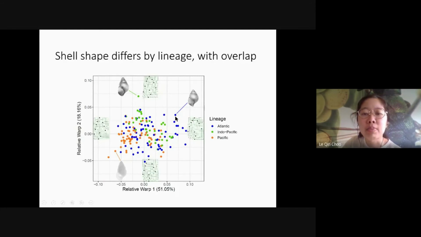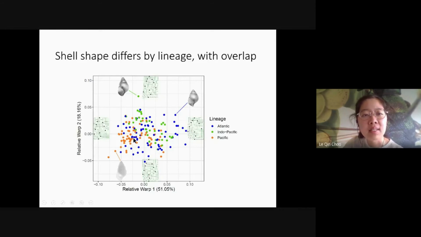Each dot is a specimen, colored according to their lineage, and we have some representatives of the specimens shown over here. And these plots over here show the shell-shaped deformation, and the dark dots correspond to the landmarks. So if we look at these 2 over here, we find that relative warp 1 is correlated with changes in shell width, while relative warp 2 is correlated with changes in the shell aperture. We can see from this plot that there's quite a bit of overlap in shell shape between lineages.